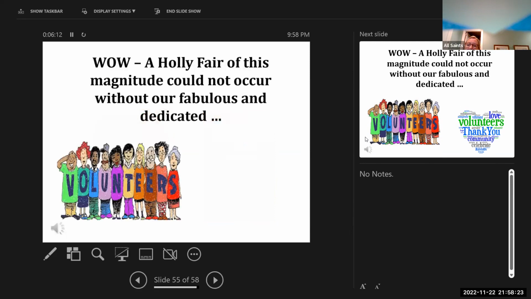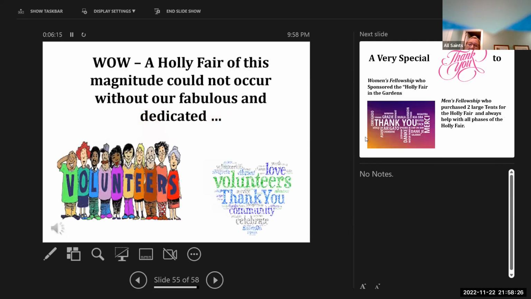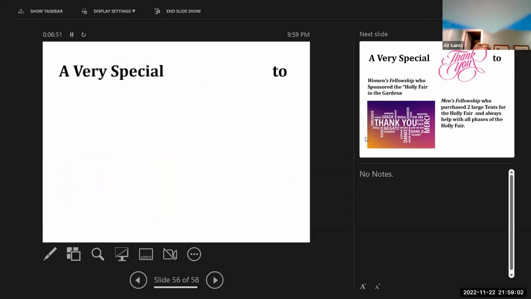Now, we couldn't do a Holly Fair of this magnitude without our fabulous and dedicated volunteers. So we love you and really appreciate what you're doing, but we couldn't do it without you. I mentioned to a couple of the men that they had signed up. I said, I know I signed you up. And he said, that's right, I didn't sign up for anything. But he's here. He's working. And he's always here helping. They're a lot stronger than we are. We really couldn't get this done. It'd be impossible.